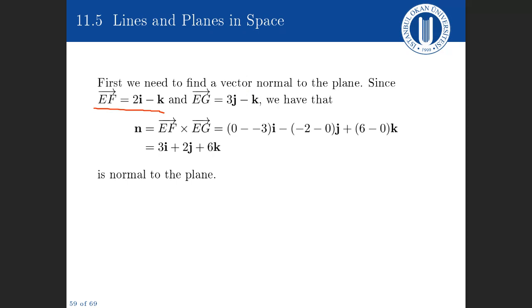EF, I'll leave this for you to check, must be 2i minus k. EG must be 3j minus k. Take their cross product, and I'll leave it for you to check, must be 3i plus 2j plus 6k. This vector is normal to the plane. So the equation for the plane must be 3x plus 2y plus 6z is equal to some number. What is the number?